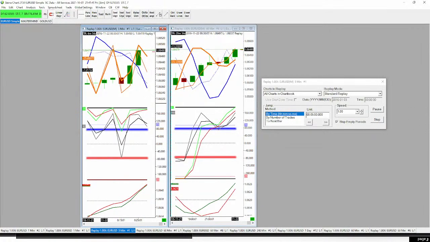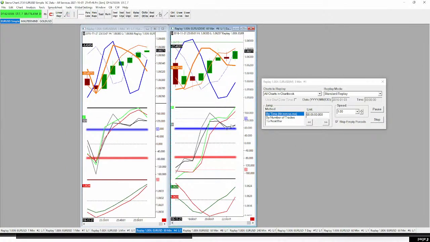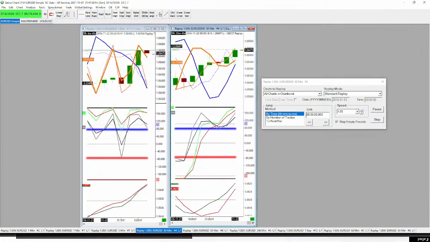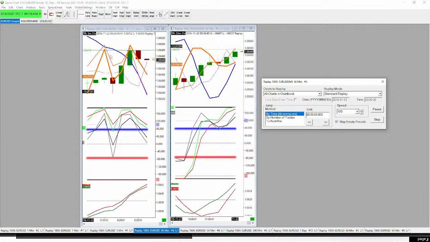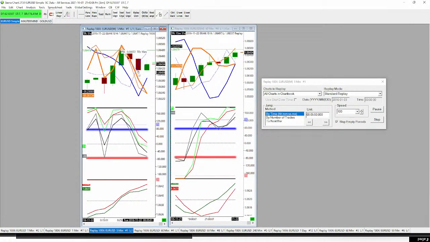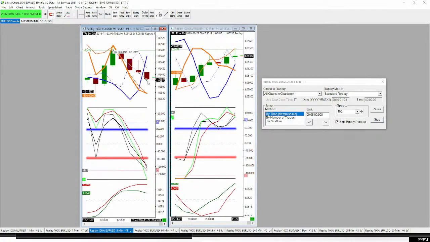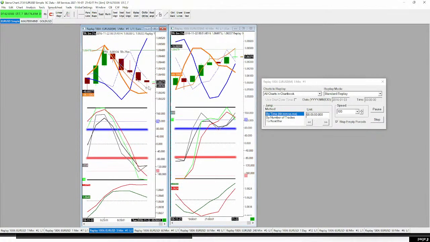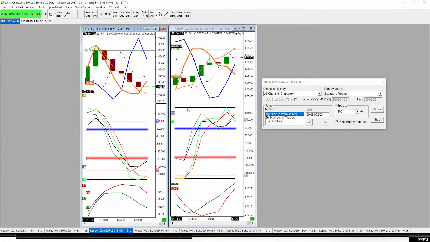Because the indication right here was get ready to sell. Even though they're pointed up, it's telling us get ready to sell. Right here, we waited for positioning, and then we entered our sell trade. Let's fast forward. That's 7 right there. 10.4, and then some. 13.6.